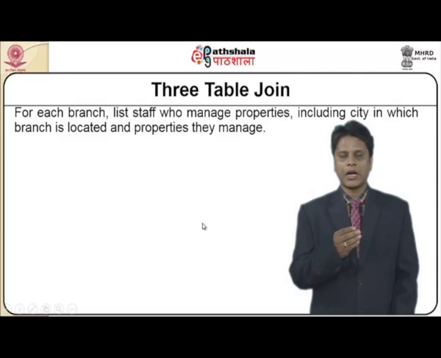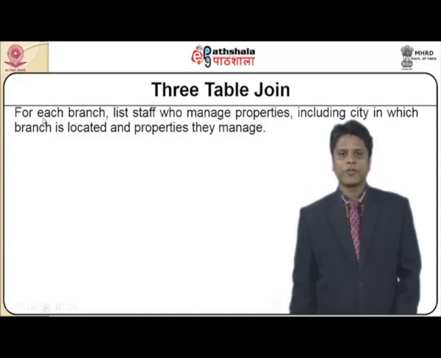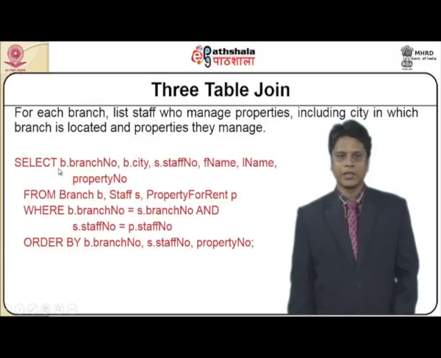So far we have been looking at two table joins. Now we will be looking at how to combine three different tables. For each branch, list staff who manage properties, including the city in which the branch is located, and the properties they manage. Select B.branch number, B.city, S.staff number, F name, L name, property number from branch table, staff table and property table, where B.branch number should be equal to S.branch number and S.staff number should be equal to P.staff number.